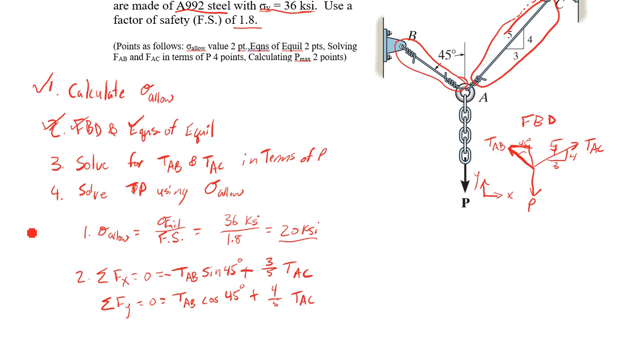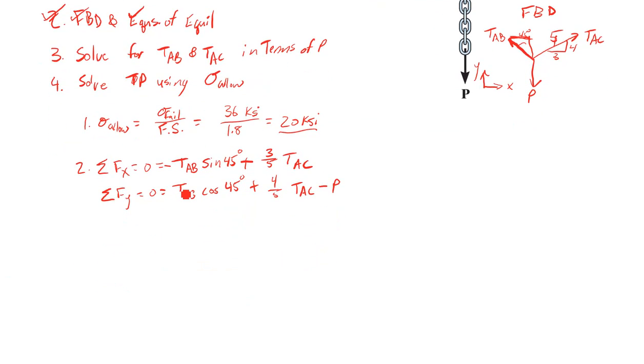Now if I look at that, oh, sorry, I skipped the load. We're going to subtract P from that because P is acting down. So that adds up to 0. Now I can solve one in terms of the other and substitute that in for P and find values of each tension in terms of P. So if I do that using the sum of the forces in X, if I rearrange this, I'm going to have TAB sine 45 equals 3/5 TAC. So I'm just going to divide both sides by sine of 45.